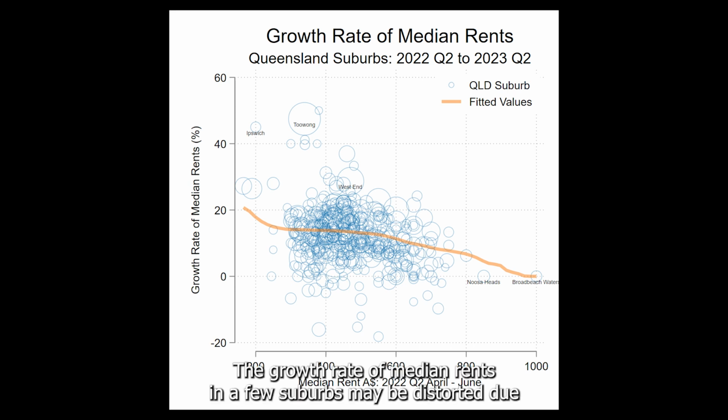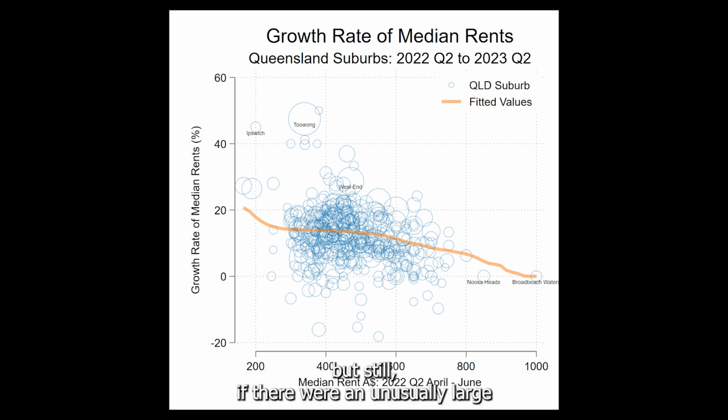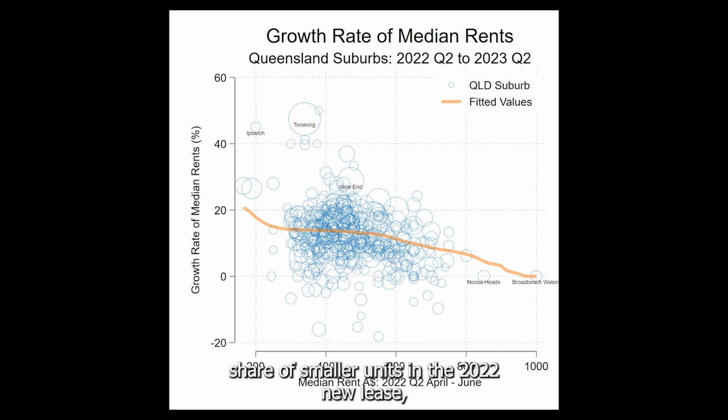The growth rate of median rents in a few suburbs may be distorted due to changing composition of types of shelters. Medians are less sensitive than averages to composition changes. But still, if there were an unusually large share of smaller units in the 2022 new leases, it would pull down the median number for the 2022 Q2 baseline. The growth rate in the next year would be higher than what a like-for-like comparison would suggest.